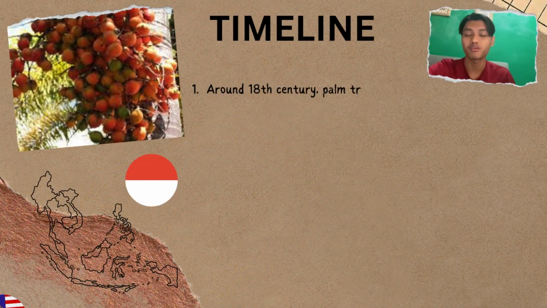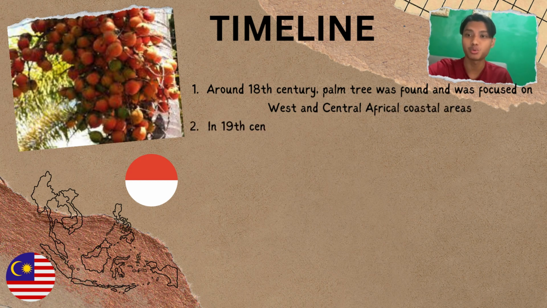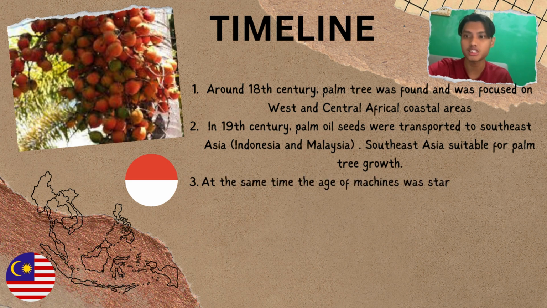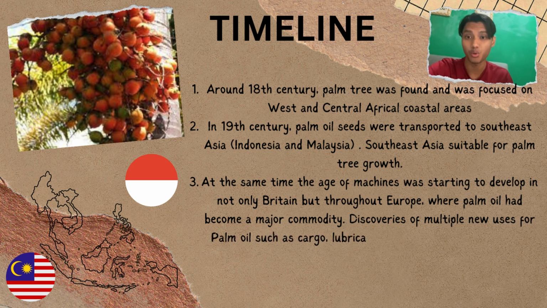Onto the timeline of palm oil progress. So around the 18th century, the palm tree was found and was focused on West and Central African coastal areas. Then, in the 19th century, palm oil seeds were transported to Southeast Asia, mainly Indonesia and Malaysia, because the Southeast Asia area is suitable for palm tree growth.